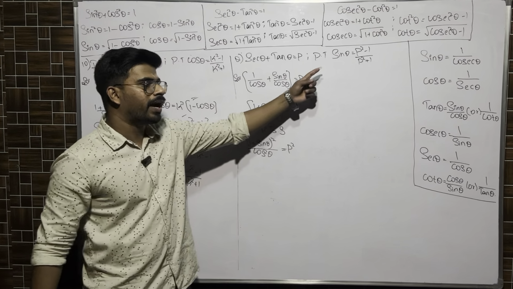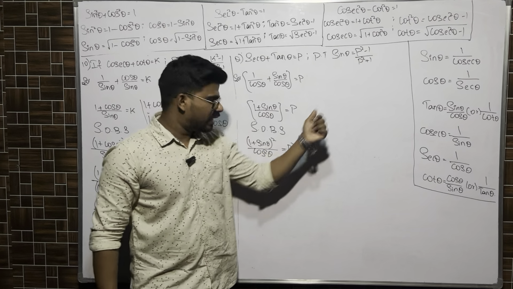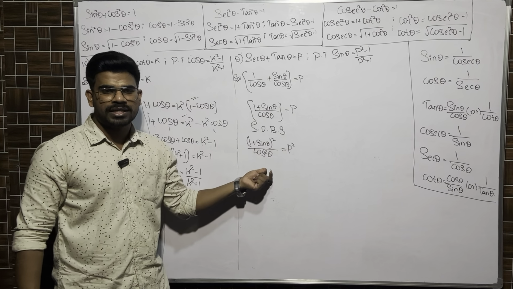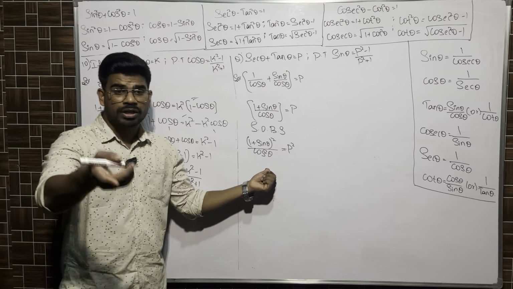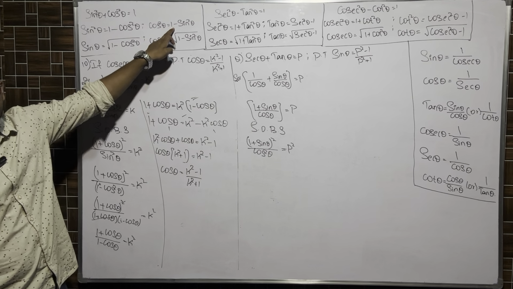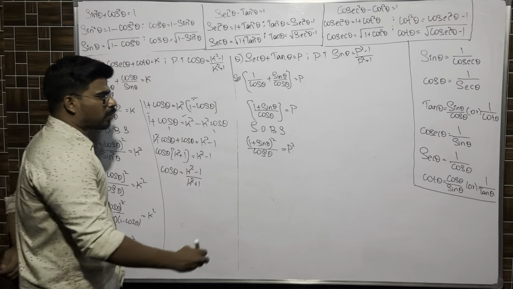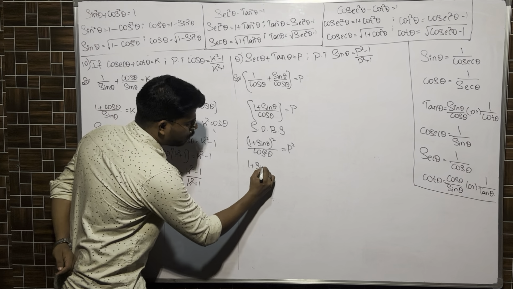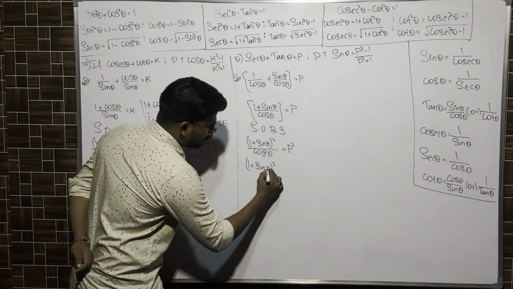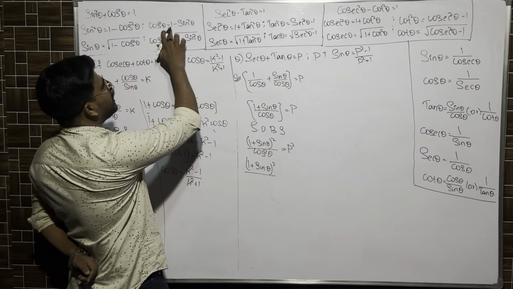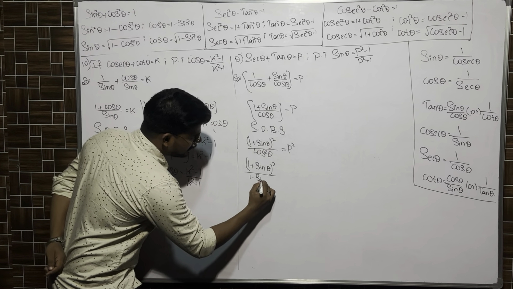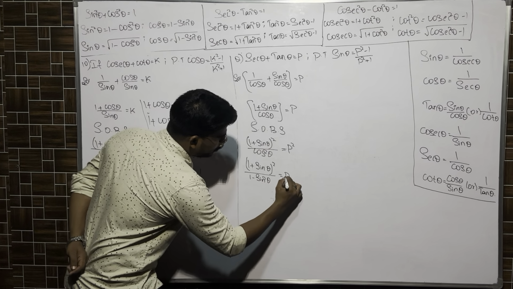Right. Look at what is required. Sin is there, p is there, 1 is there. Sin we got, 1 we got, p we got. Only cos is troubling us. So now I have to change cos to sin. Cos square theta can be written as 1 minus sin square theta. So 1 plus sin theta in the numerator as it is: (1 plus sin theta) whole square divided by (1 minus sin square theta) is equal to p square.